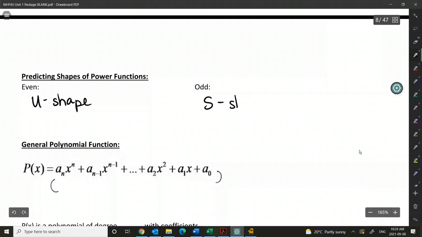And then odds, all of these will take on an S shape. Okay, and when I say even and odd, I'm talking about the exponents. So even exponent versus odd exponent. The bases will always be x.